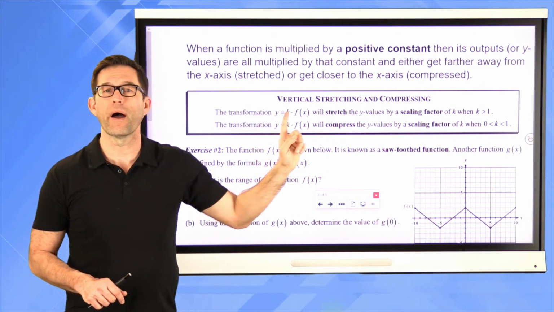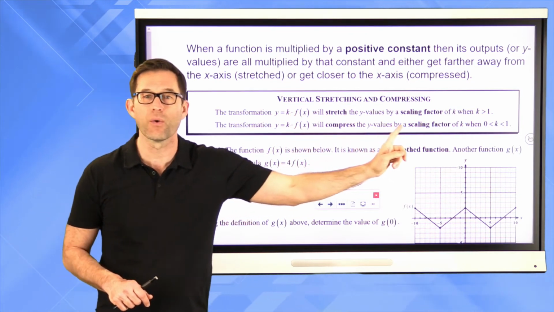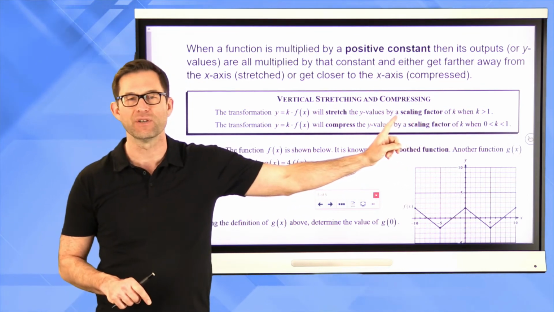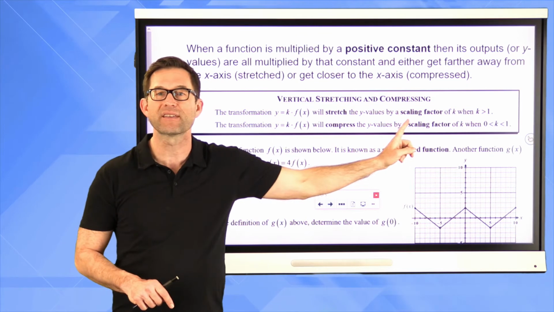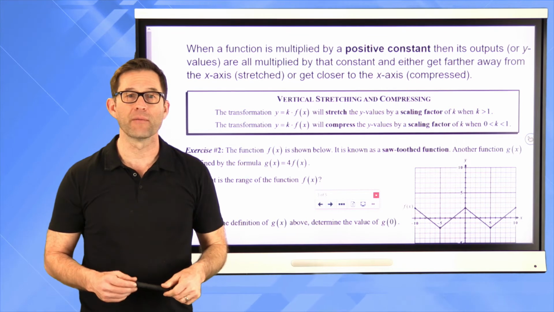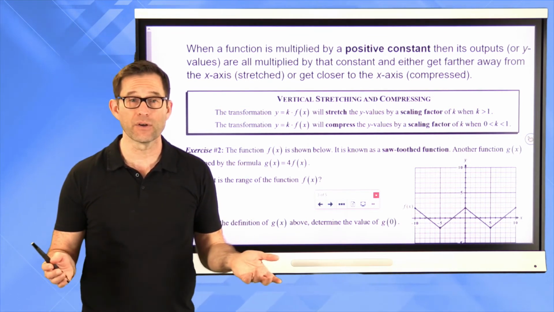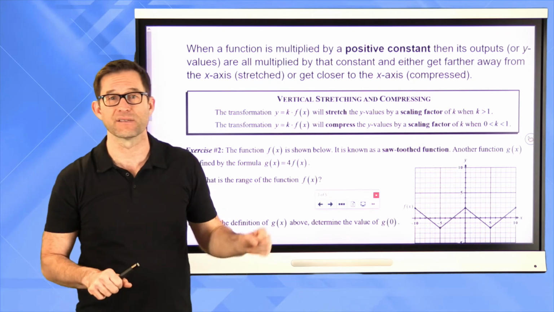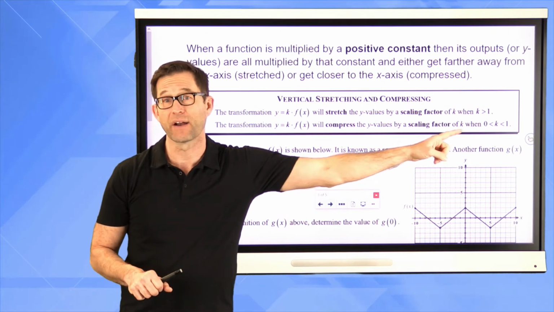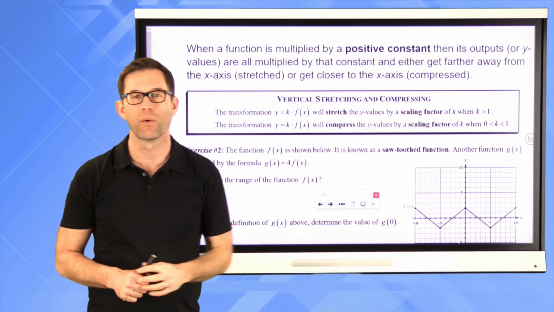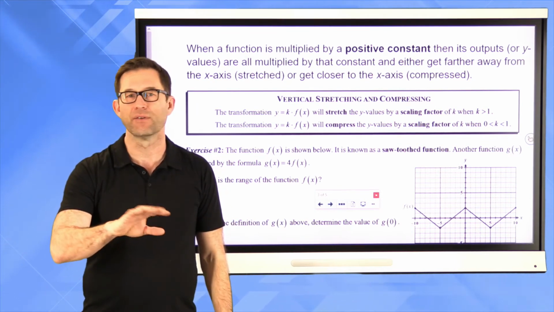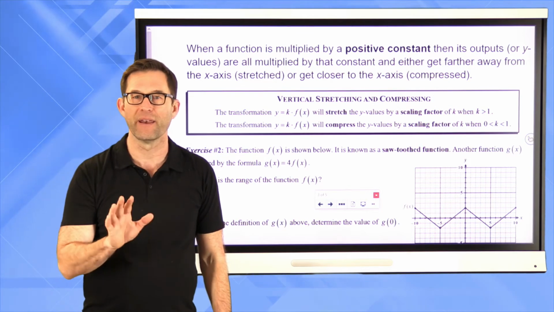The transformation y equals k times f of x will stretch the y values by what we call a scaling factor. That should sound familiar from dilations in 8th grade, but will stretch by a scaling factor when k is greater than 1, okay? So if we multiply anything by a number greater than 1, it's going to get larger and it's going to stretch it away from the x-axis. On the other hand, k times f of x will compress the y values by a scaling factor of k when k is between 0 and 1. Now, I'd love to be able to just say when k is less than 1, but that would include negative values, and there's a whole different ballgame involved when you multiply by negative values.